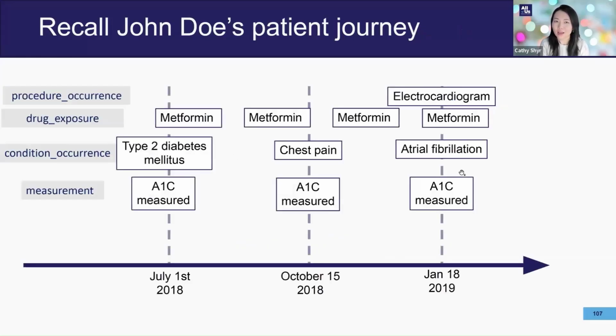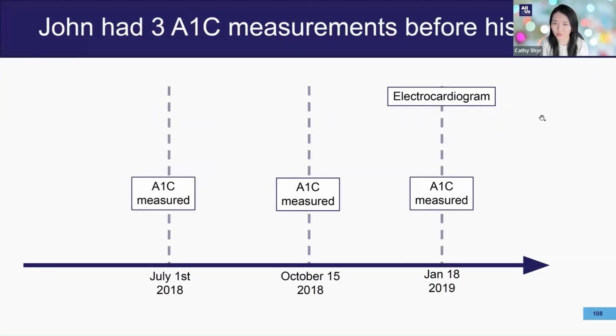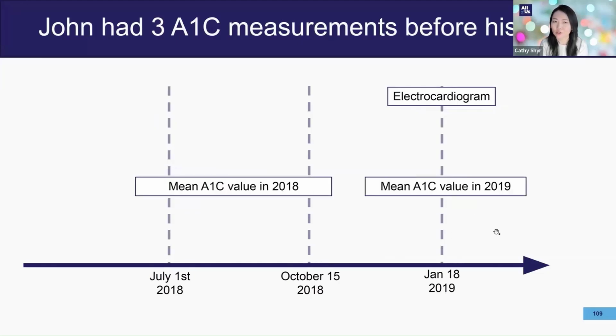So recall that in John's patient journey, he had 3 different measurements of A1C leading up to his ECG. So let me just strip away some of the noise and make this more clear for everyone. So John had 3 A1C measurements leading up to his ECG. He had 2 in 2018 and then 1 in 2019. So overall, he had 2 average yearly A1C measurements, 1 in 2018 and then 1 in 2019.